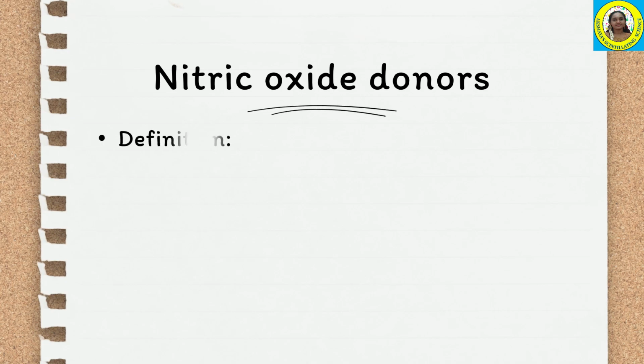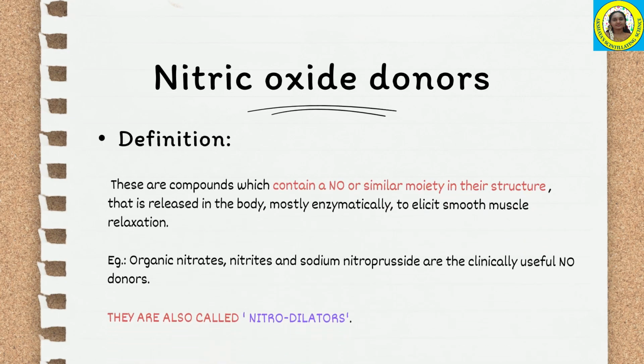So next, let's move on to nitric oxide donors. So the definition is that those compounds which contain nitric oxide or a similar structure in their own composition, which can be released in the body mostly enzymatically to produce smooth muscle relaxation, and examples for such compounds are organic nitrates, nitrites and sodium nitroprusside. They are also called nitrodilators.